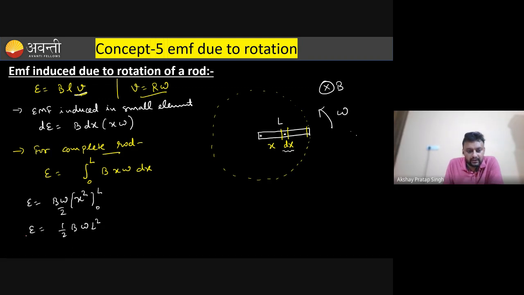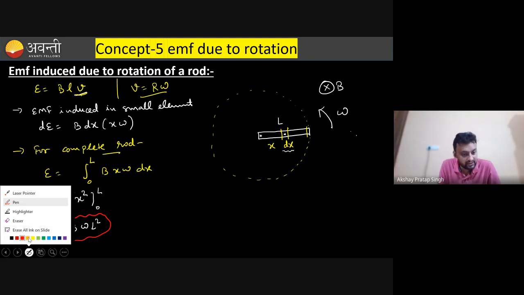This is the very standard result for a rod rotating in uniform magnetic field B. Half B omega L square. Is it clear? Now there is one variation as well. What will be that variation?